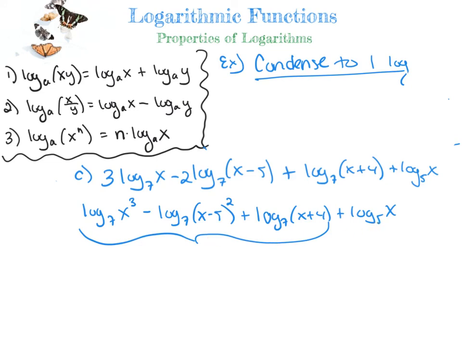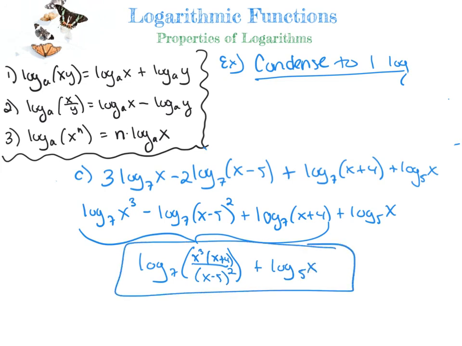Okay, everything that's positive will be in the numerator of our log, and everything that's negative will be in the denominator. So in the numerator of the log, we have the positive from the x to the 3rd and the x plus 4. So we have x to the 3rd times x plus 4. In the denominator, we have x minus 5 squared. And again, that log base 5 of x doesn't have the same base as the log base 7s, so it stays there.